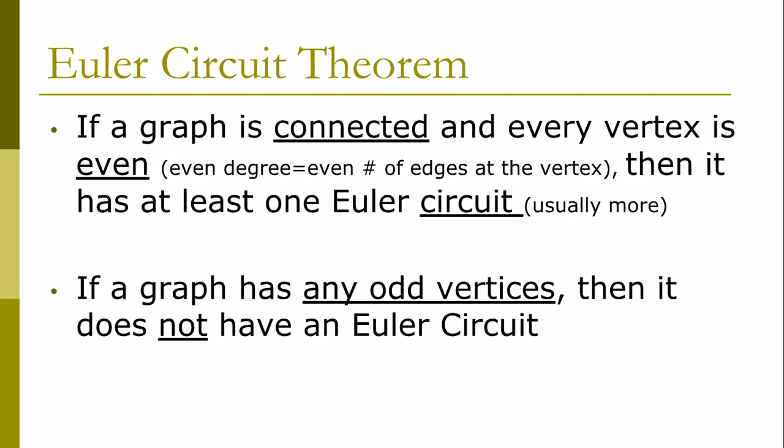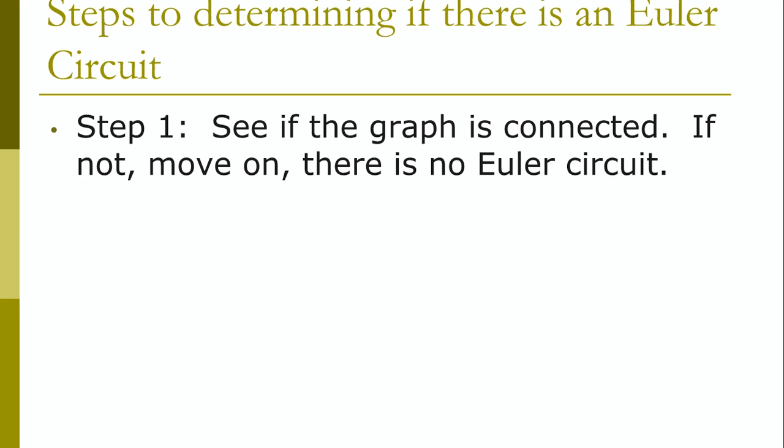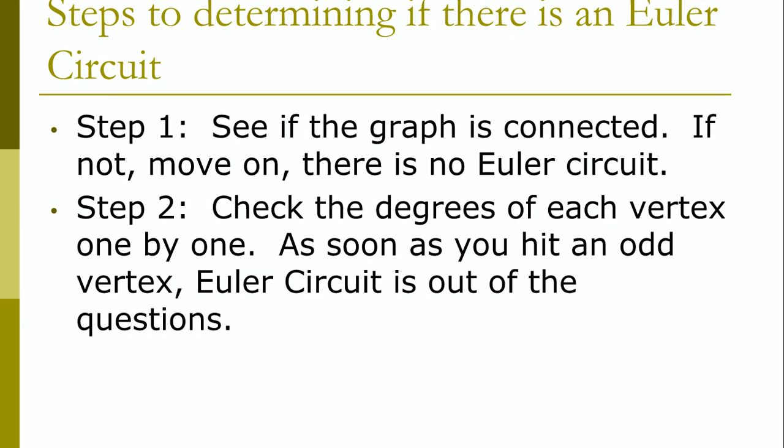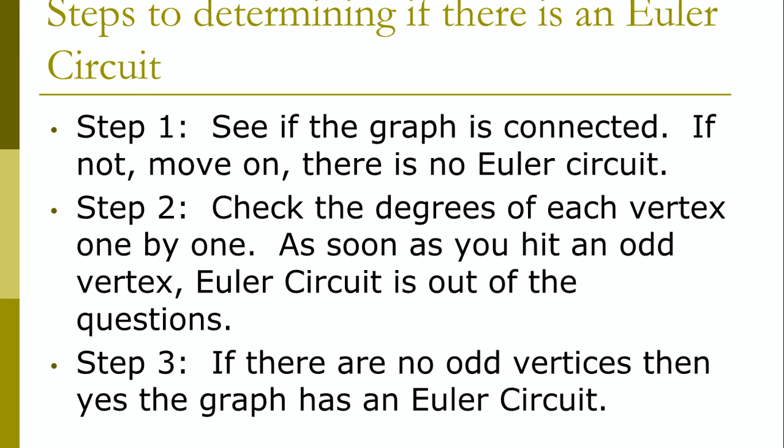So first, in order to determine whether or not a Euler circuit exists, you have to first see if the graph is connected. If it's not a connected graph, you can move on because there is no Euler circuit. However, if it is a connected graph, then check the degrees of each of the vertices. If you hit a vertex that is odd, then you do not have a Euler circuit. If there are no odd vertices, then yes, your graph has a Euler circuit.